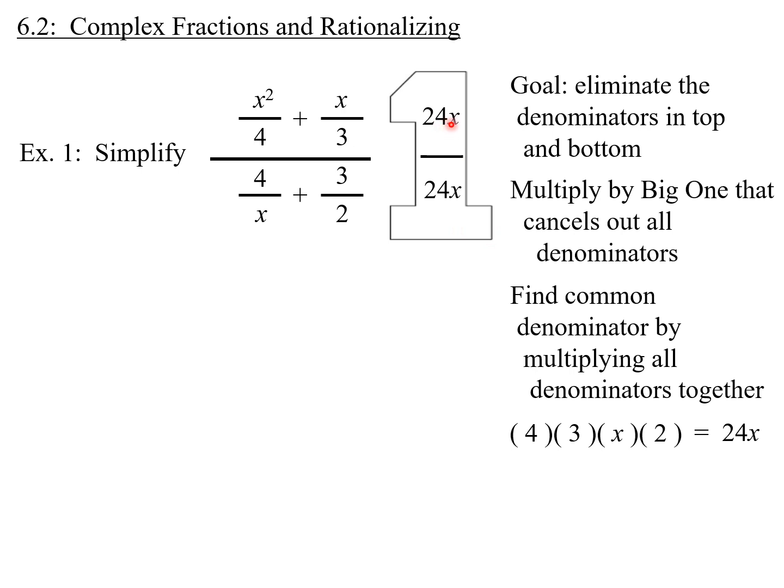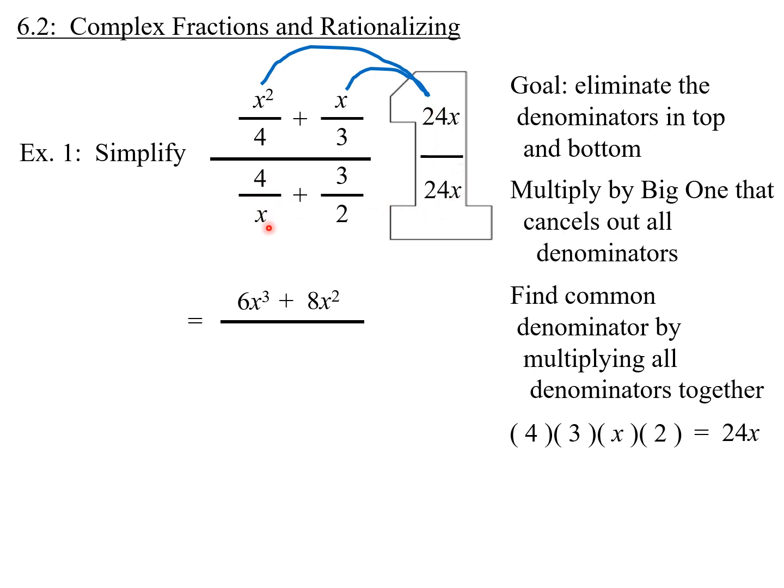All right, so let's work on the numerator first. So 24x multiplied by x squared over 4. The x squared times the x is x cubed, and then 24 over 4 is 6. So that becomes 6x cubed. Now let's multiply 24x by x over 3. x times x is x squared, 24 over 3 is 8, and so what we get is plus 8x squared.